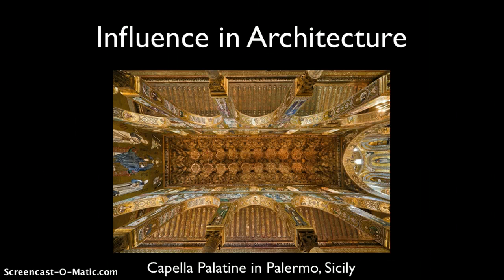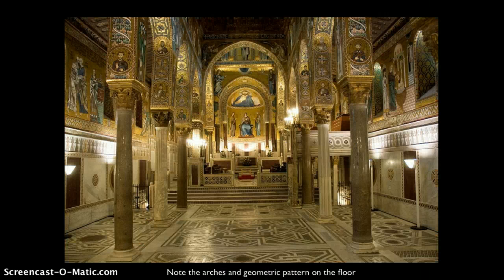One great example of the influence of Islamic art in architecture is the Cappella Palatina in Palermo, Sicily. I wanted to show a picture of the ceiling of this church because you can see a very distinctive geometric pattern. It's very similar to the one that we saw earlier. But if you view this church from another angle, you can see some more great examples.